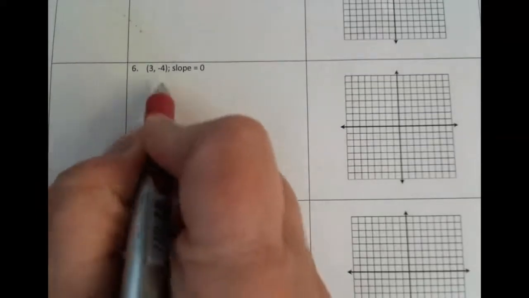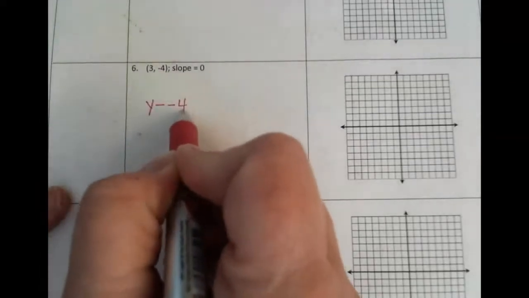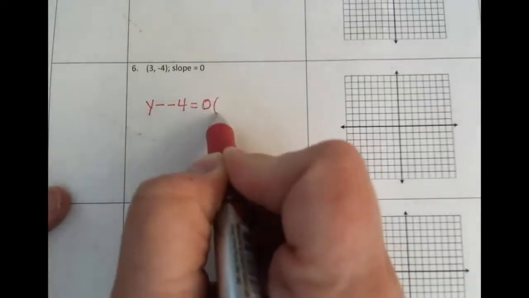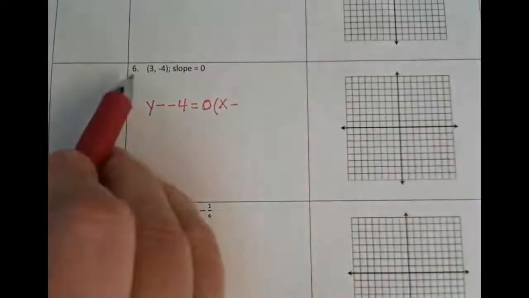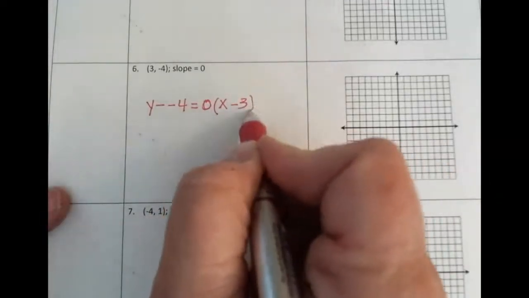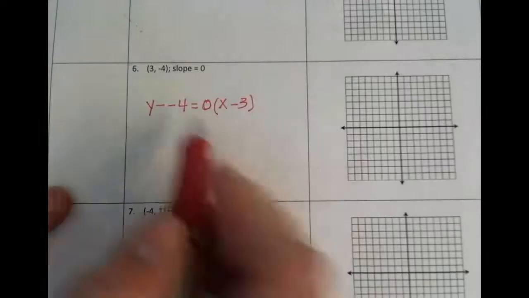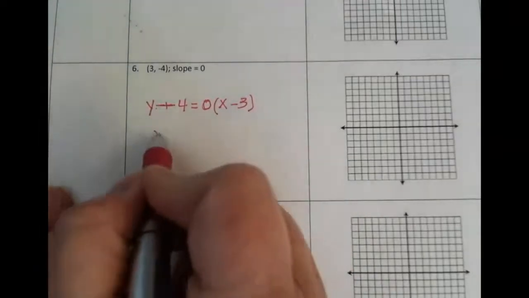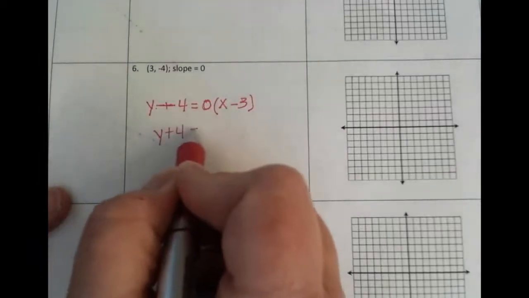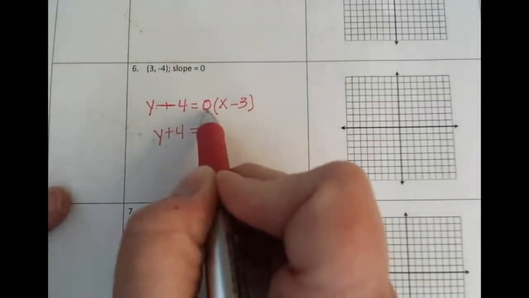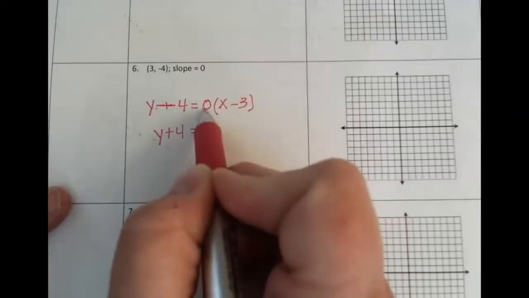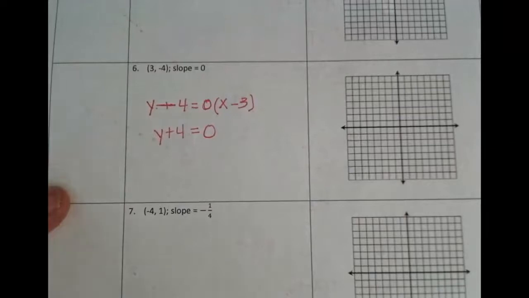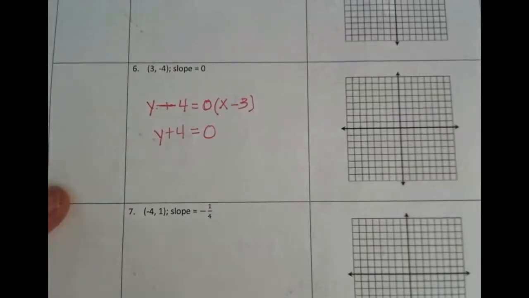So we have y minus whatever the y is, which is negative 4, equals your slope, which is 0, times x minus whatever the x is, which is 3. So when we have it set up, now we have minus a negative, so that's really a plus. All right, y plus 4 equals, well, when I multiply this parenthesis by 0, the whole parenthesis becomes 0, because 0 times anything is 0.